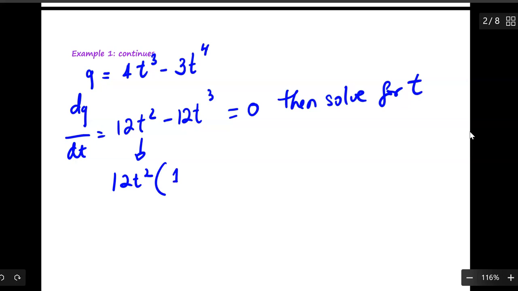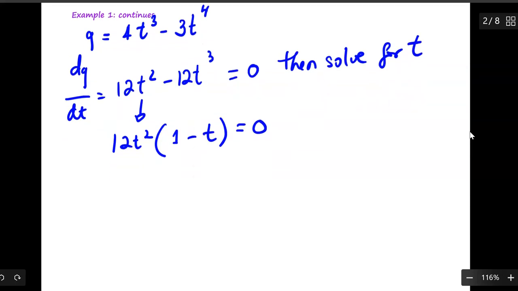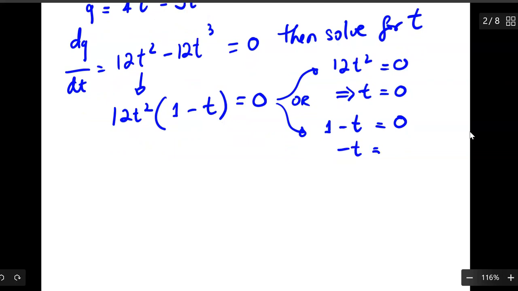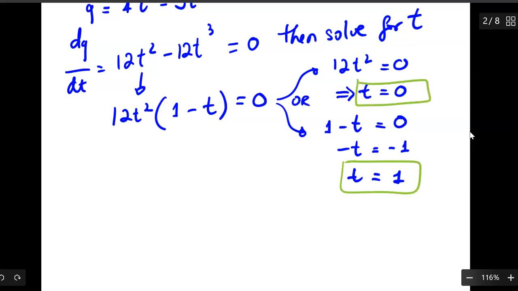And then what I have left inside the brackets is 1 minus t equal to 0. Then what I see here is I can have either 12t squared equal to 0. This will give me t equal to 0, obviously. Or I can have 1 minus t equal to 0. Then in this case, I will have minus t equal to minus 1, so t is equal to 1. So there are two solutions for t: one is 0 and one is 1.